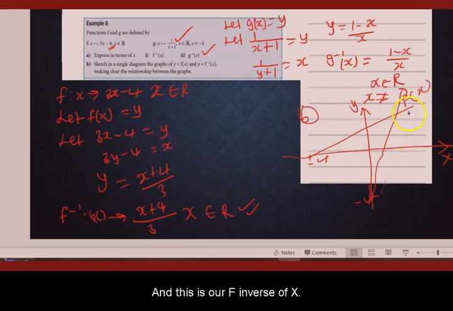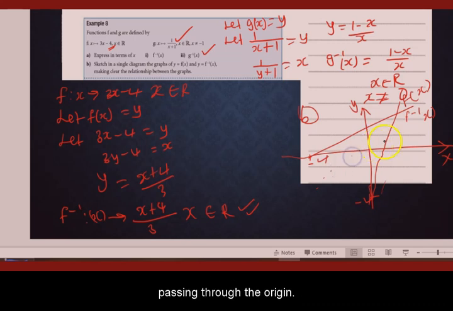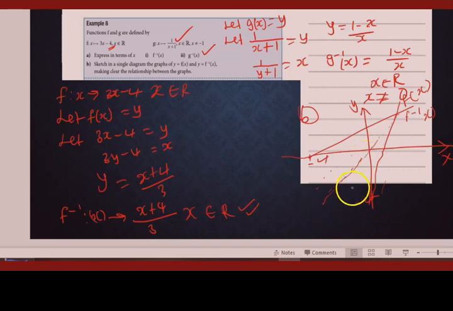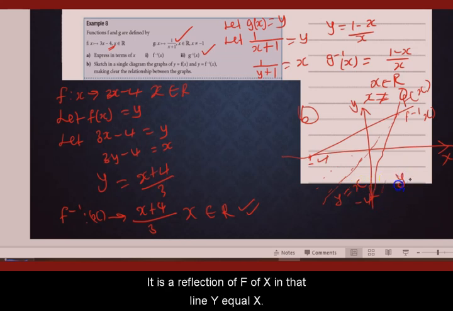and this is our f inverse of x. Again, you can have a dotted line passing through the origin like this, and this is the line y equals x. So f inverse of x is the reflection of f of x in the line y equals x. And this is the required solution for this question.